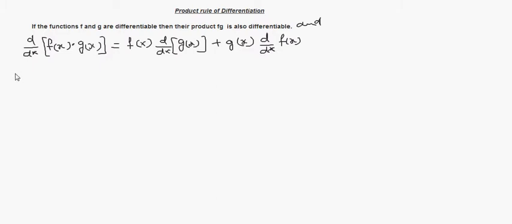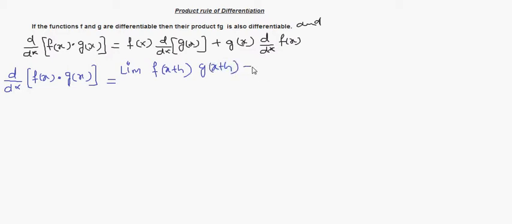Let us prove this theorem. The derivative of the product is equal to the limit of f of x plus h times g of x plus h minus f of x times g of x, divided by h as h approaches 0.